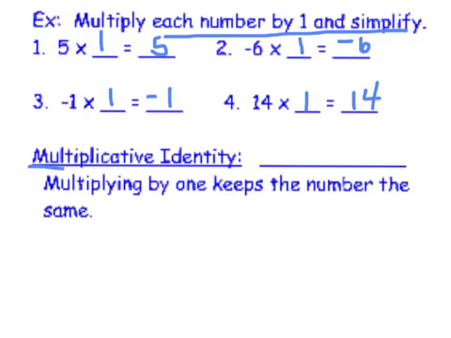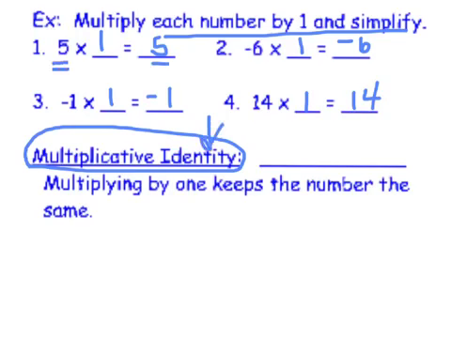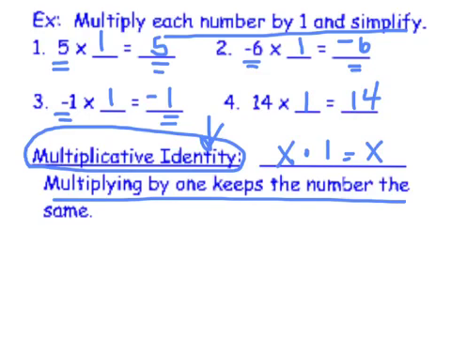So that's called the multiplicative identity. Identity means like you're looking at yourself, okay? So you start with 5, you end with 5. Start with negative 6, you end with negative 6. Negative 1, negative 1. So it's like looking at yourself. They're keeping their identity. So what that looks like is that we can use x as a variable. X times 1 equals what? X. So that says multiplying by 1 keeps the number the same.